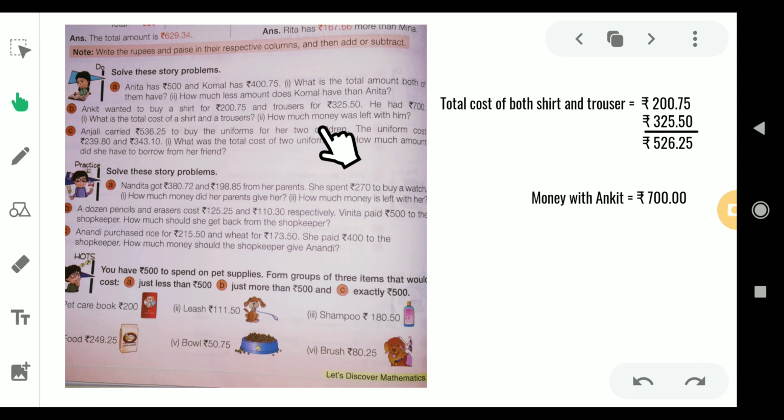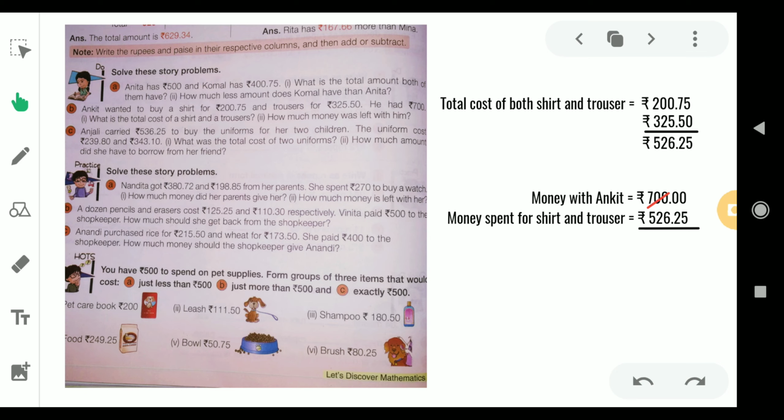Just look at here, how much money was left with him, because he has this much money, right? So this is the money with Ankit, that is 700 rupees. So in this 700 rupees he has spent this much money for buying shirt and trouser. So this is the money he has spent. So this money has to be subtracted from the money that he has before purchasing. So 700 minus 526 rupees 25 paise.